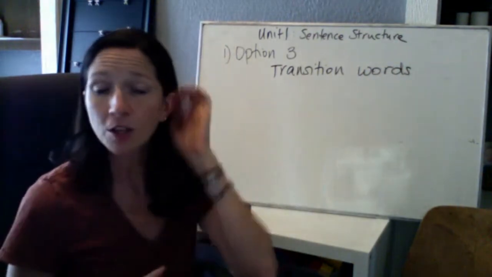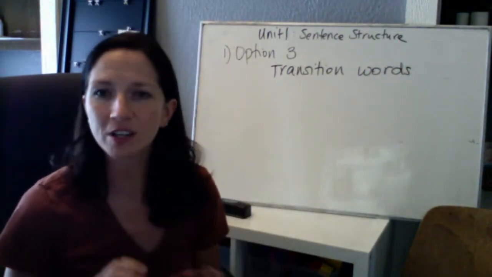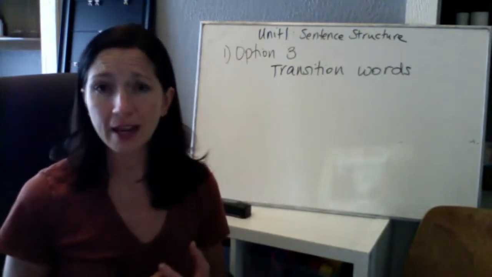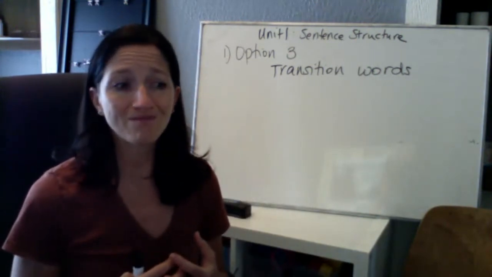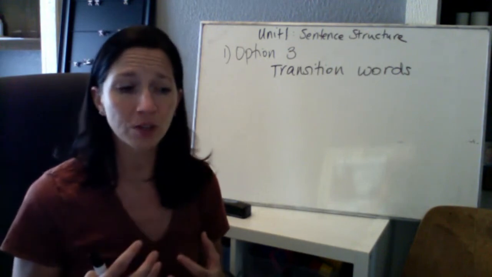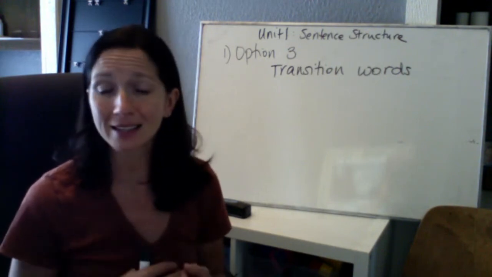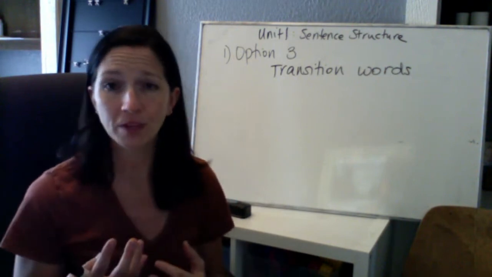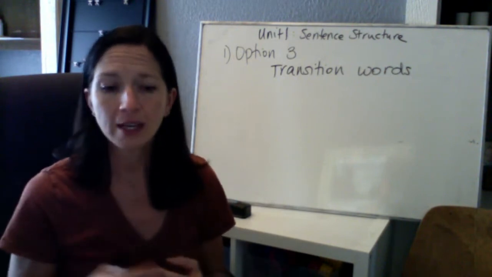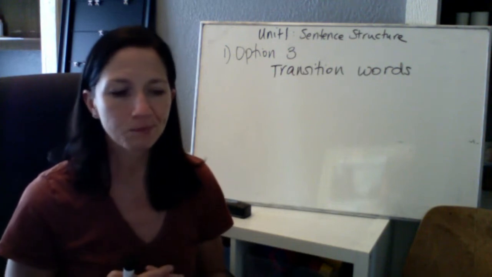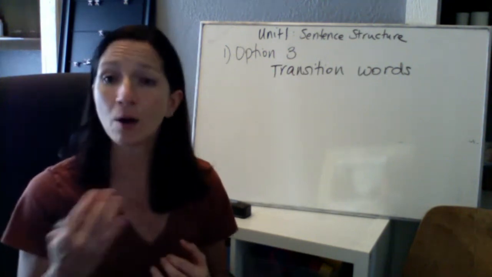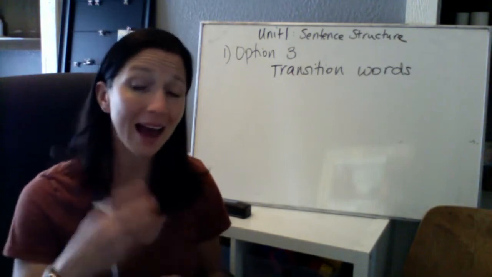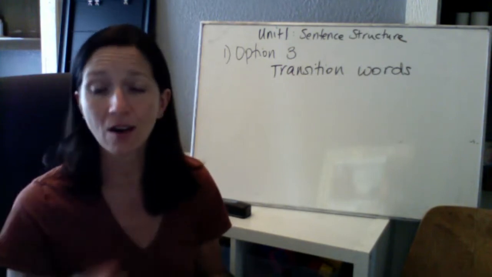Then we talked about option 3. Option 3 is transition words. What are transition words? They're really adverbs, and they're used to introduce a relationship between sentences. So transition words could be something like a result, like as a result. It could be something like opposite idea, like however. Okay. It could be something like to add information, like in addition, also.